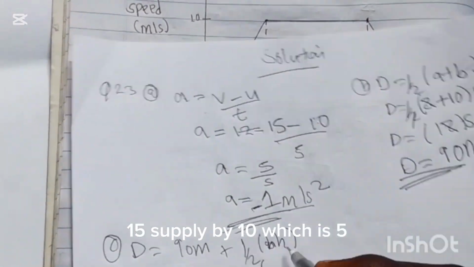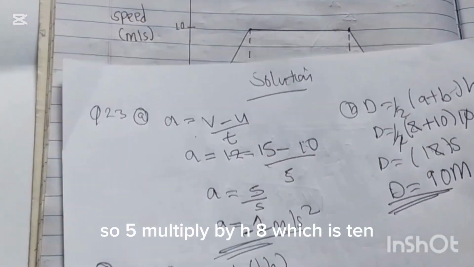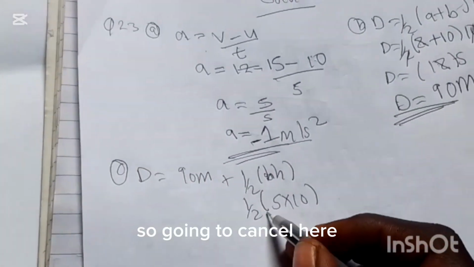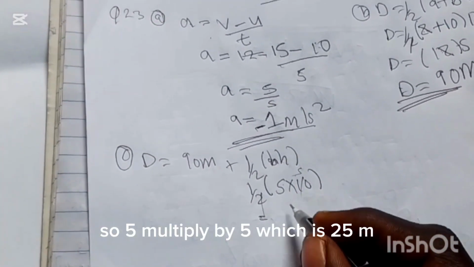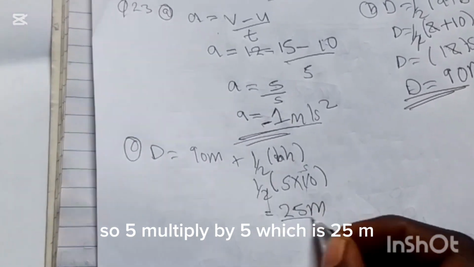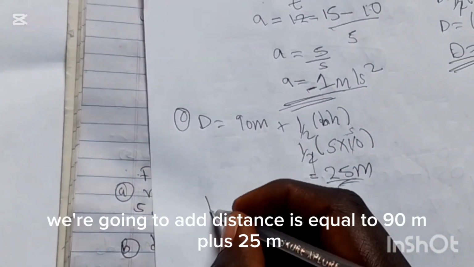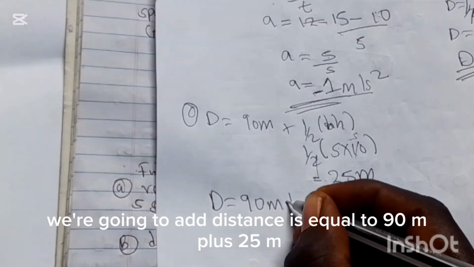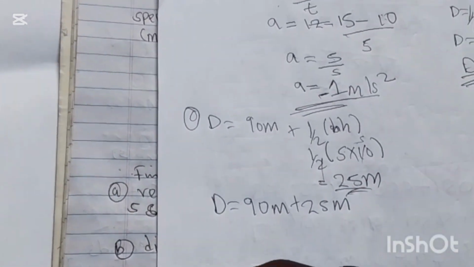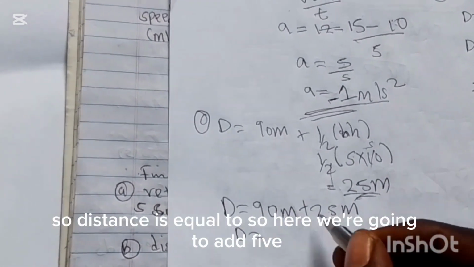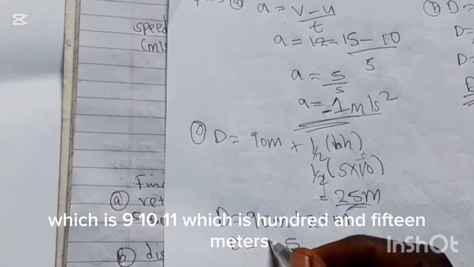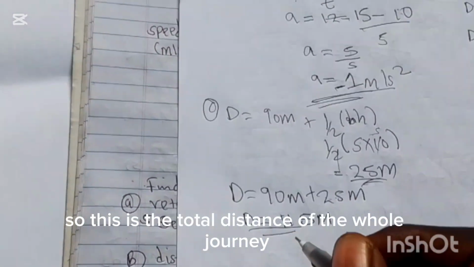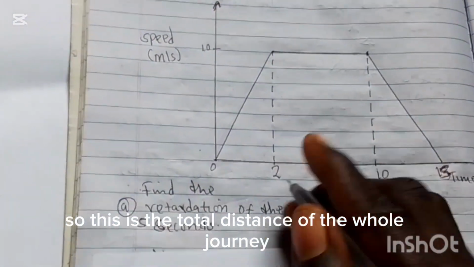The base is 15 subtract 10, which is 5. So 5 multiplied by height, which is 10. So we're going to cancel here. So 5 multiplied by 5, which is 25 meters. So this is the distance for the triangle. So we're going to add: distance is equal to 90 meters plus 25 meters, which is 115 meters. So this is the total distance of the whole journey from 0 to 15.